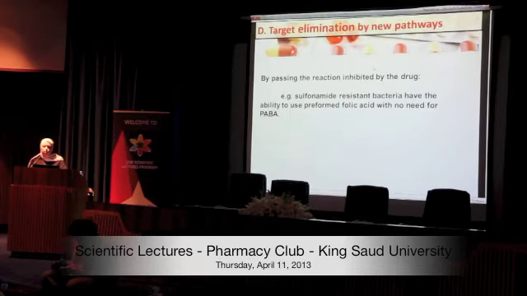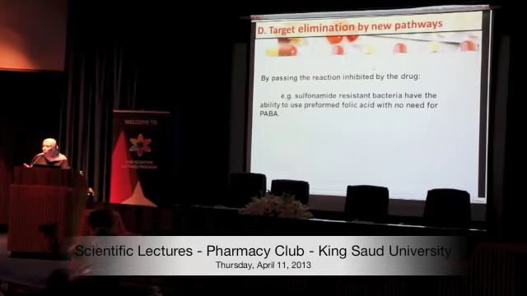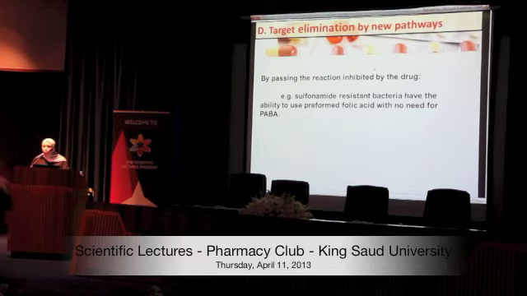Target elimination by doing a new pathway. Sulfonamides and trimethoprim work on para-aminobenzoic acid, which is a precursor for folic acid, which is needed for DNA production. So sulfonamides and trimethoprim work on this pathway. So what happens if I take ready-made folic acid? So what happens if they actually prevent forming folic acid? It's fine, because I'm taking ready-made folic acid from outside.